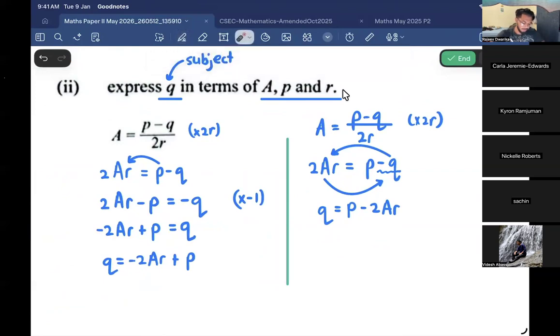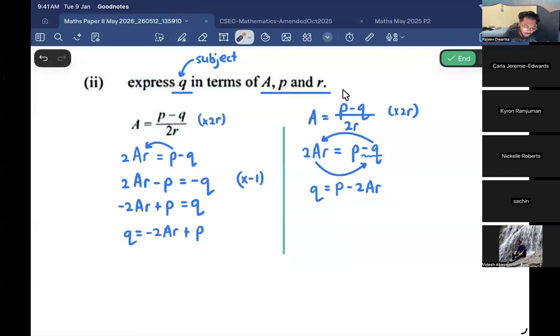Now, you might be saying, sir, but this answer and this answer look a bit different. It's the exact same thing. Watch. Positive p. Both are positive p, right? And then minus 2ar is the exact same thing. And if you wanted, you could write this as p minus 2ar if you'd like. It's fine. It's another way of writing the same thing. Right? Let me know if you're okay with that. Now, I can give you another question just to make sure, right?